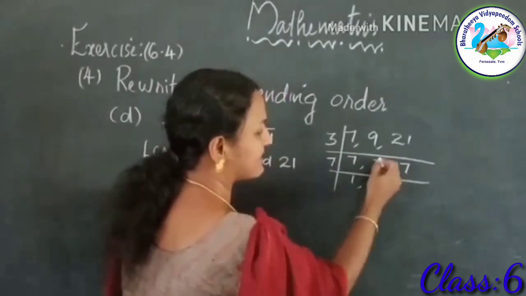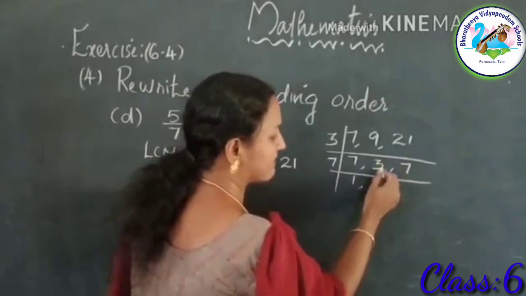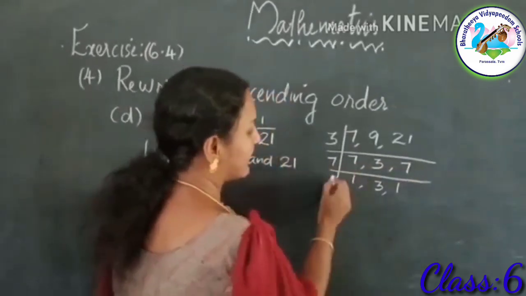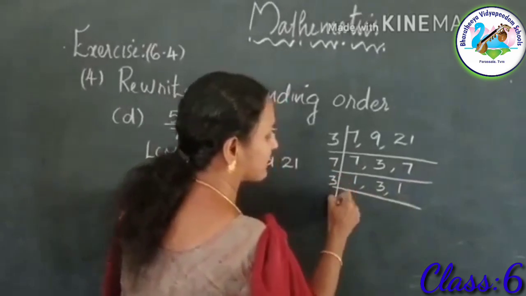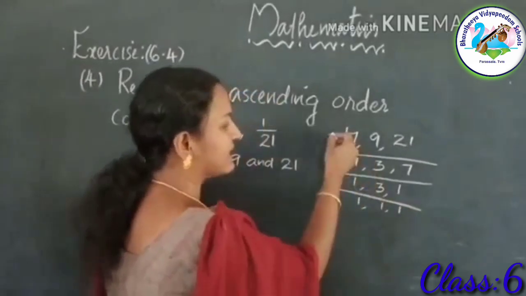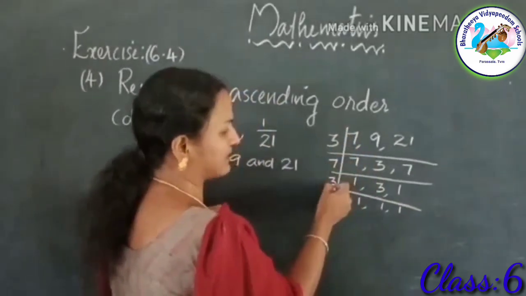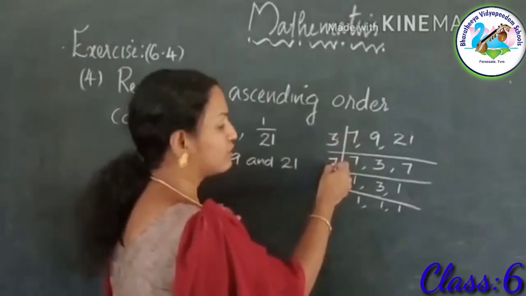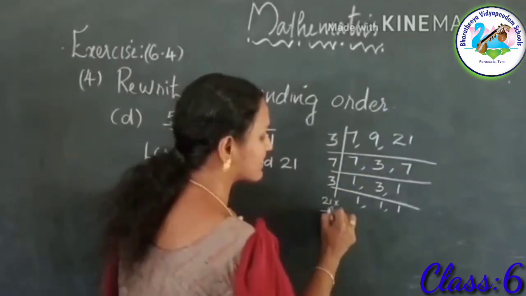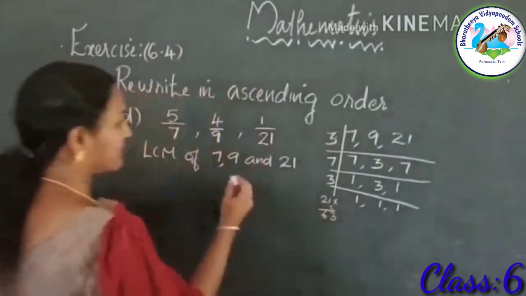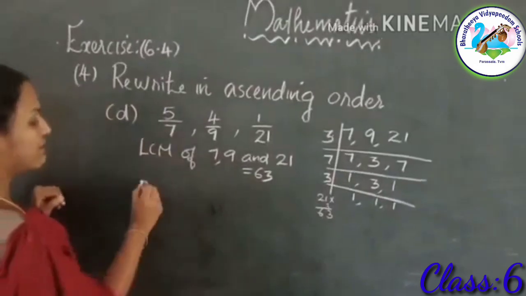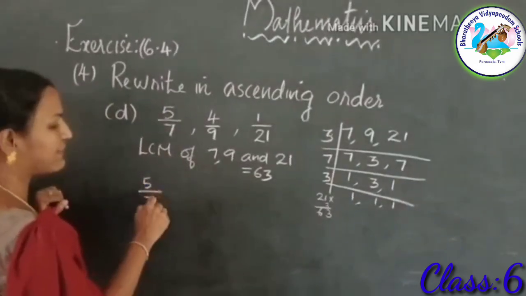Then 7. 1 7s are 7. 3 is divisible by 3, 1 3s are 3. Now 1, 7, 1. Multiplying 3 into 7 into 3. 3 into 7 is 21. 21 into 3 is 63. So the LCM is 63.